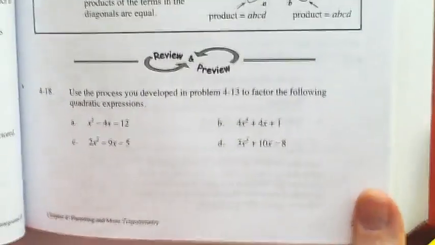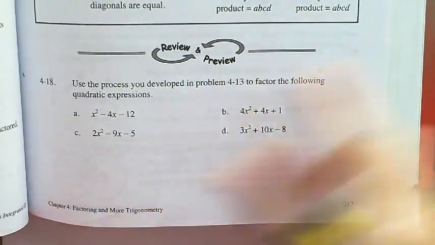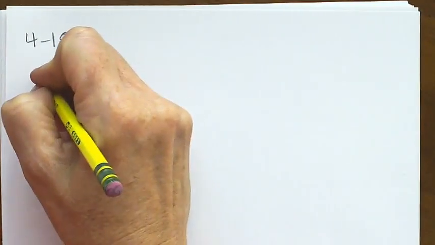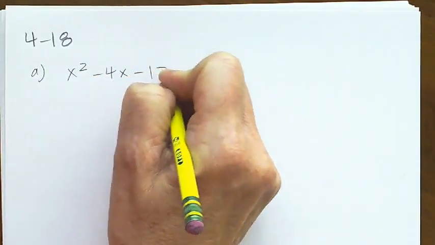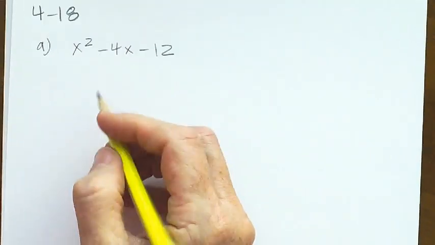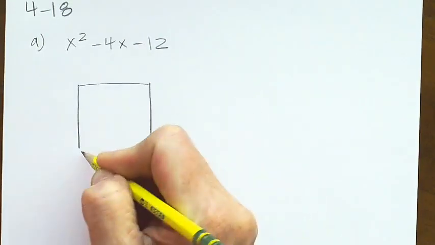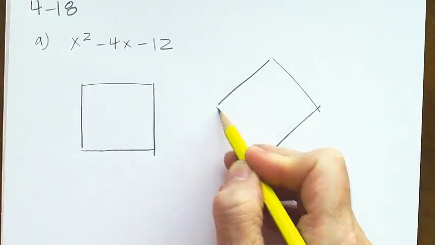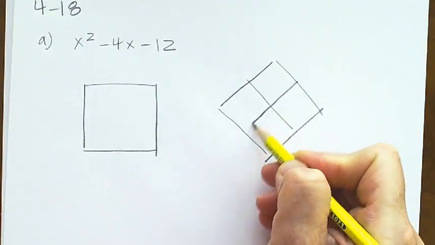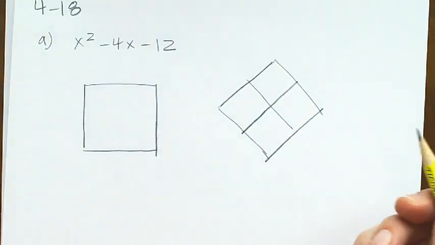Okay, for 418, we're going to use the process that we developed in the lesson to factor these quadratic expressions. So we're going to start by drawing an area model, and on the side you're going to draw your diamond. All of these diamond problems that we've been doing have been leading up to helping you factor quadratic expressions.